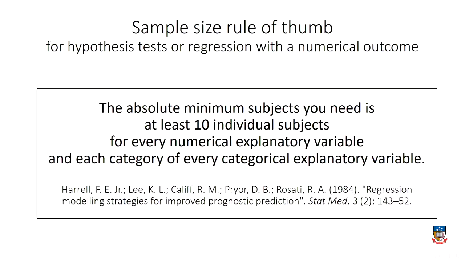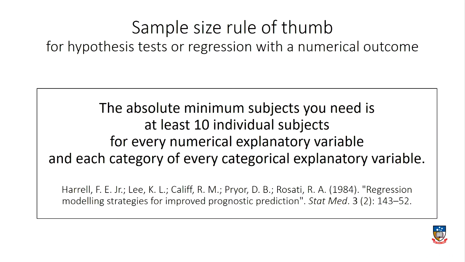First rule of thumb. This goes for hypothesis tests or regression with a numerical outcome. The absolute minimum number of subjects you need is at least 10 individual subjects for every numerical explanatory variable and each category of every categorical explanatory variable. And there's a reference for that if you ever want to reference this rule of thumb.